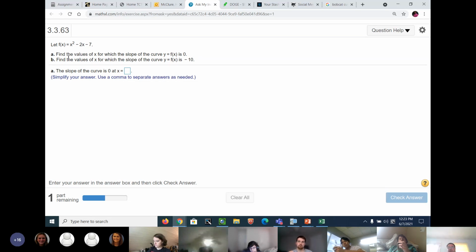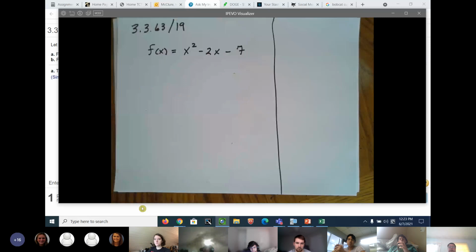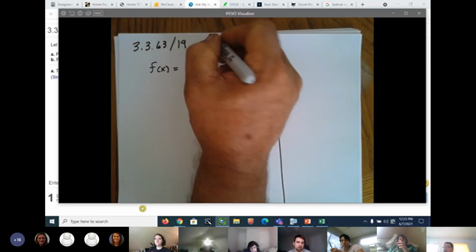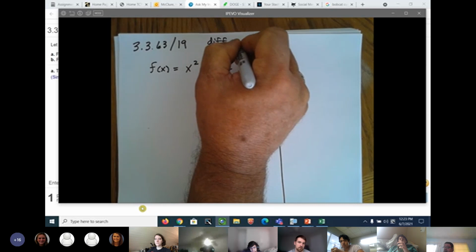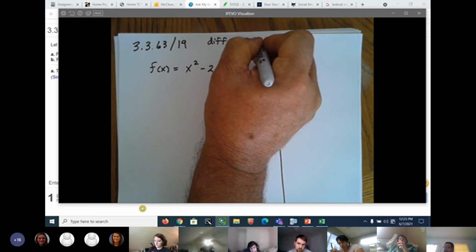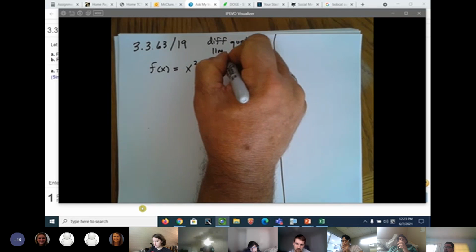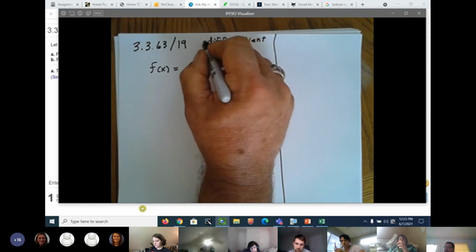So I want you to divide your paper into 2 columns. Most of the column is going to be on the left-hand side because that's the algebra. So you might want to divide your paper into 1/4 and then 3/4 like this. Okay, we're going to do the difference quotient over here. Difference quotient and limit as h approaches 0.